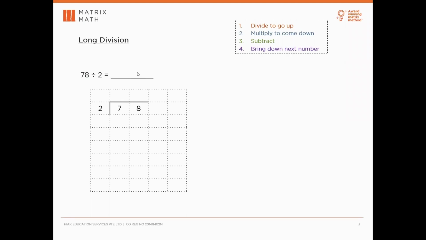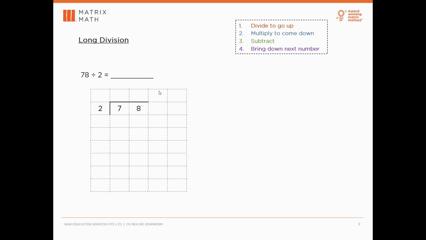Long division is introduced in P3. To help students do long division, we have come up with 4 steps to help them remember how to do it. For example, we have 78 divided by 2. We have 78 within the 2 lines, and we have 2 on the outside, on the left side.